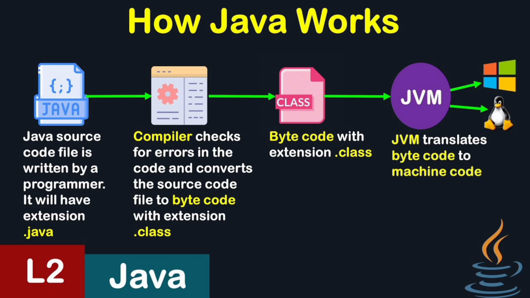Next we'll see how Java works. A Java source code file is written by a programmer. It will have the extension .java. Then it goes to the compiler. The compiler checks for errors in the code and converts the source code file to bytecode with the extension .class. And then the JVM translates bytecode into machine code.